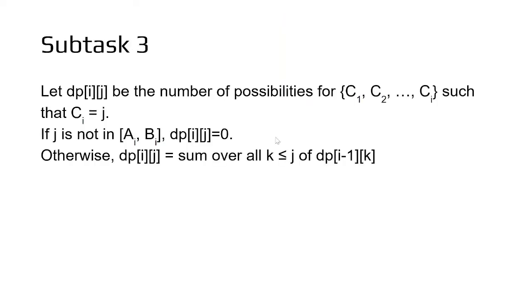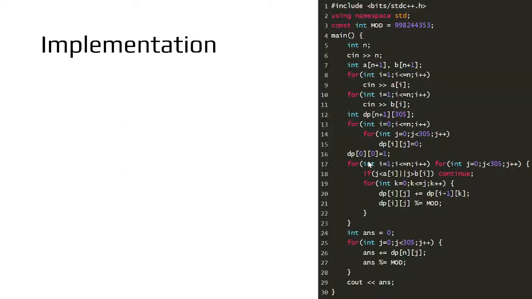For subtask 3, let dp[i][j] be the number of possibilities such that c_i is equal to j. So if j is not in this range, the dp value is 0. Otherwise, it's a sum of dp[i-1][k], because this value of k is c_{i-1}. So here is the implementation for this dp. As you can see, we brute force over all k from 0 to j and increment dp[i][j] by dp[i-1][k].